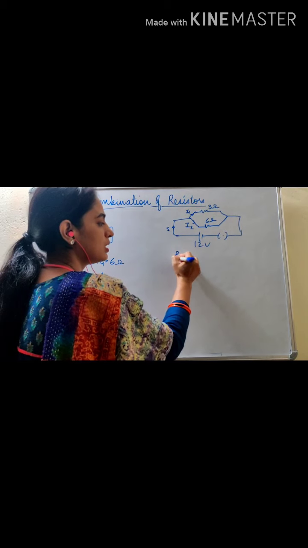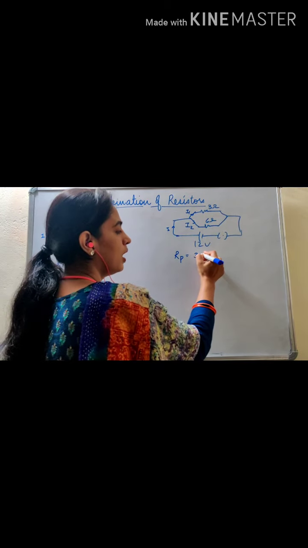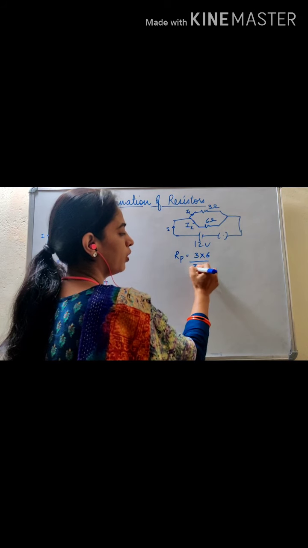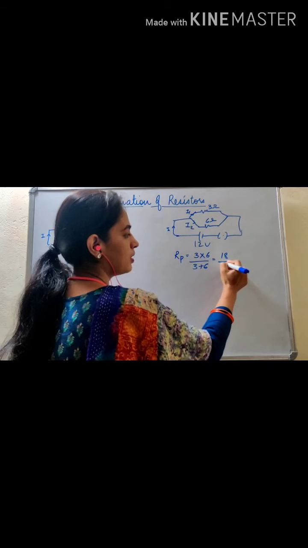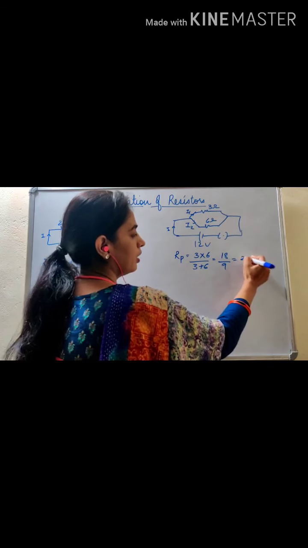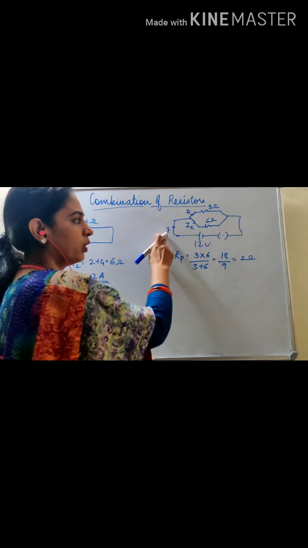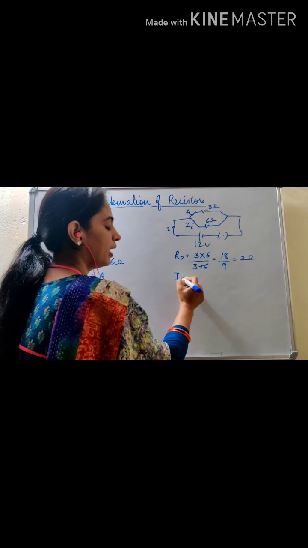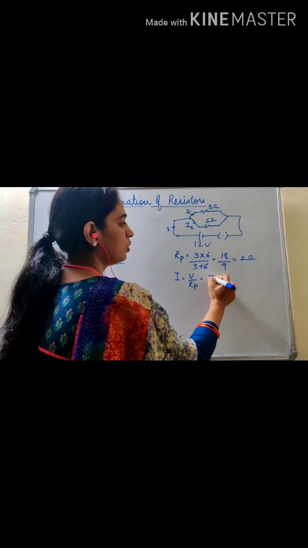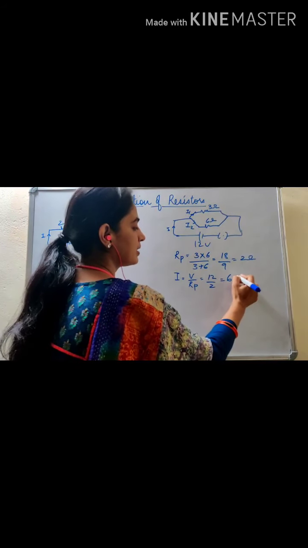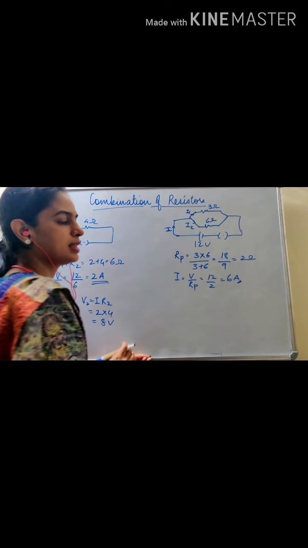So since there are only 2 resistors, I can directly use the formula Rp is equal to R1 into R2 upon R1 plus R2. Okay, 6 3s are 18, 6 plus 3 is 9, that is 2 ohm. So the equivalent resistance is 2 ohm. What will be the current? I will be equal to V by Rp, that is 12 by 2, that is 6 ampere. Okay, so this full current of the circuit is 6 ampere.